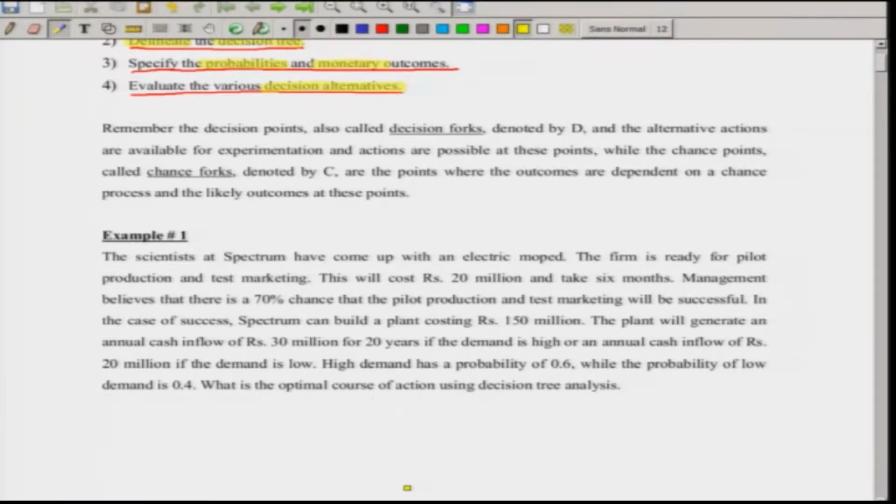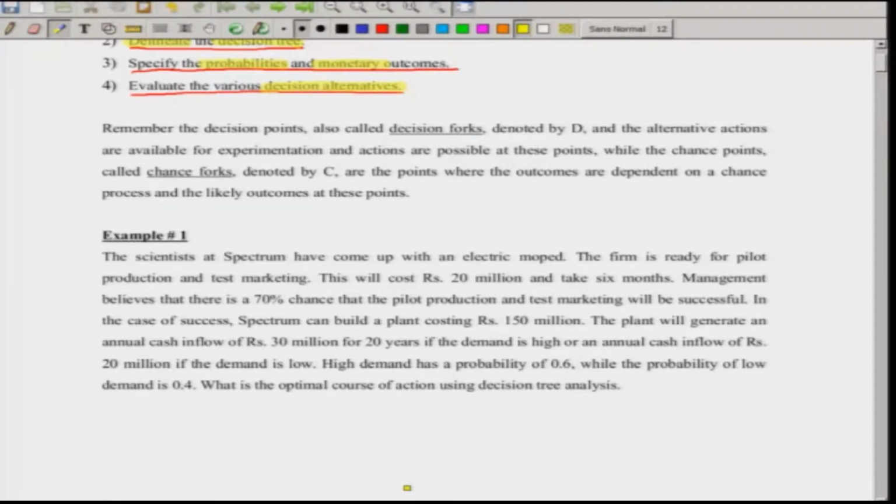As I was mentioning, high demand has a probability of 60%, while the probability of low demand is 40%. You have to basically help the scientists at Spectrum to arrive at the best alternative using the decision tree analysis. So, again I repeat the main important points.